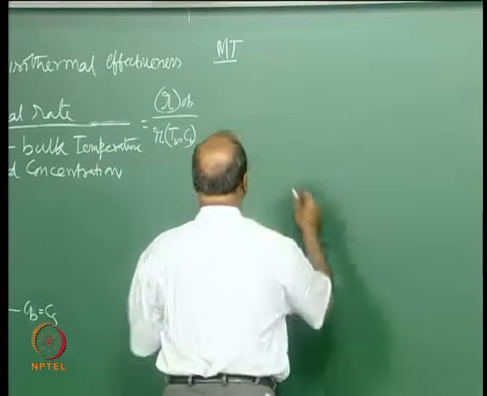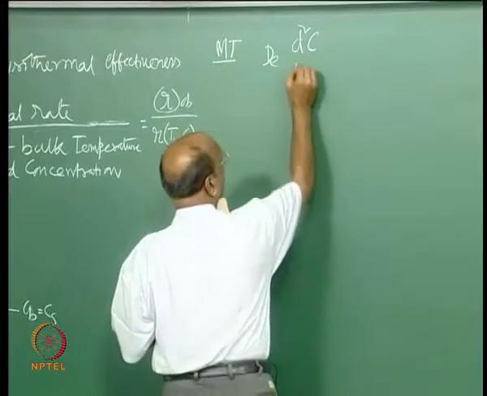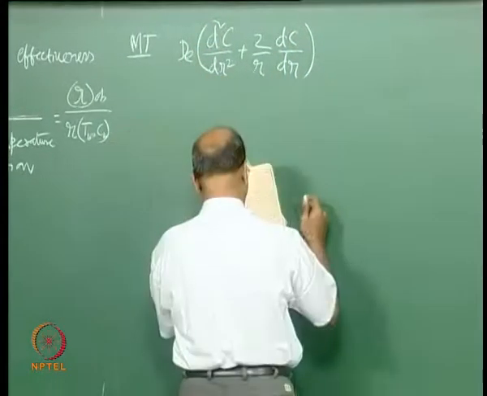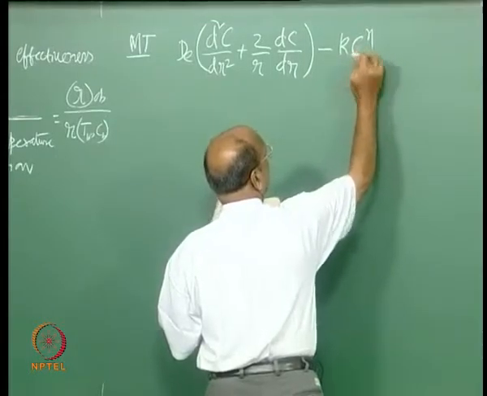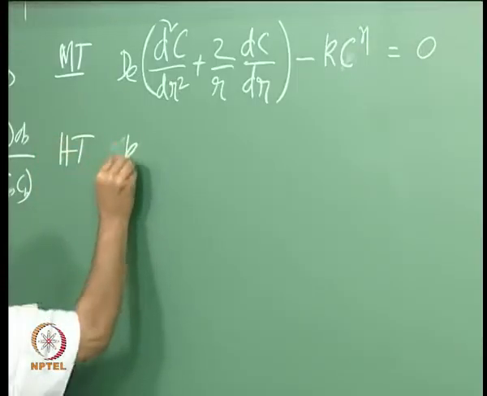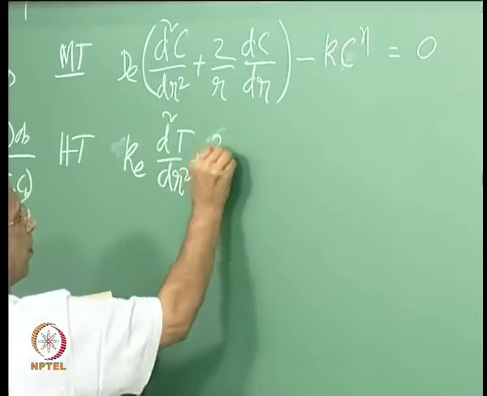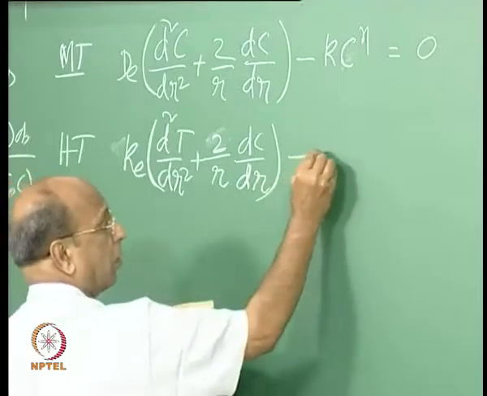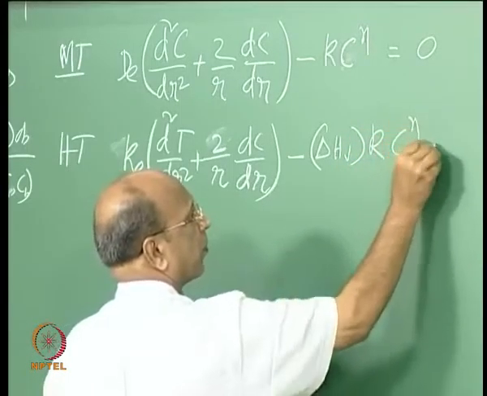These are the things you would have used many times, these equations: dE d square c by dr square, plus 2 by r dc by dr, minus k c to the power of n, if I take nth order reaction, equal to 0. And similarly for heat transfer or energy balance, I have Ke, this is the beauty of transport phenomena, d square T by dr square plus 2 by r dt by dr, minus I have delta H R into rate of reaction k c to the power of n, equal to 0.